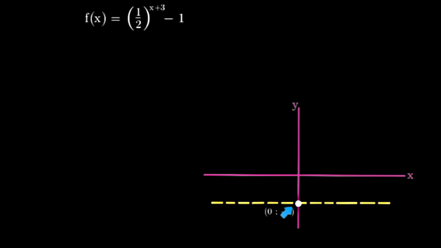I always like to write the equation of our asymptote as well, so it will be y is equal to the place where it goes through the y-axis, which is -1. And there is our horizontal asymptote.